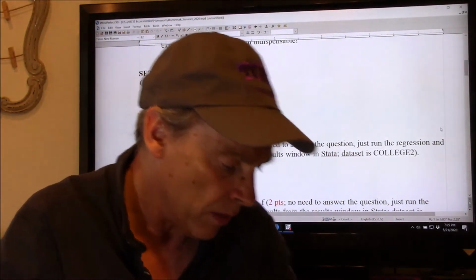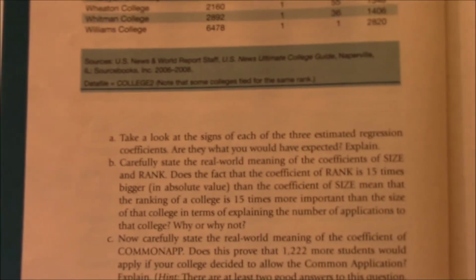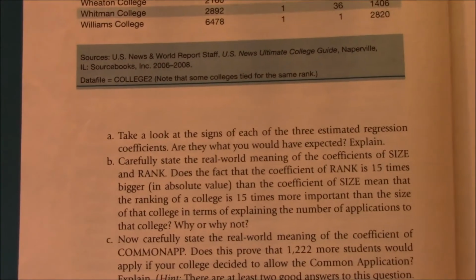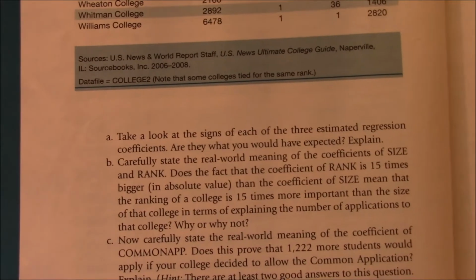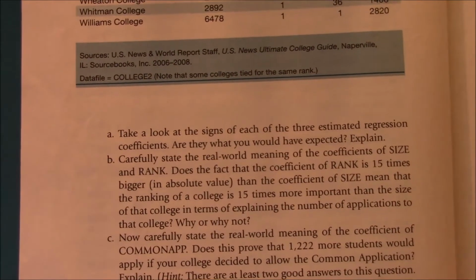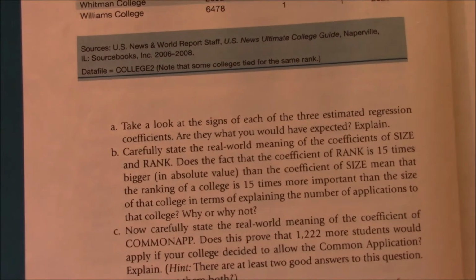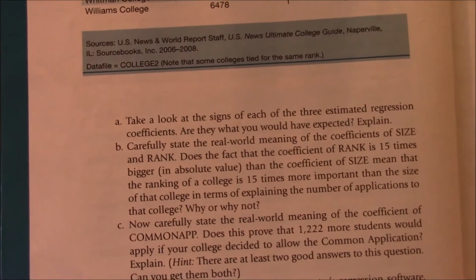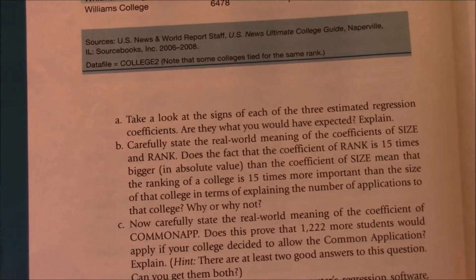All right. Now, this one here, I had you do 7A. Oh, that's a good one. Take a look at the sign of each of the 3 estimated regression coefficients. Are they what you would have expected? Would you have expected the ones that are positive to be positive, and the ones that were negative to be negative? And explain why you think it should have had the sign that you said it should have.